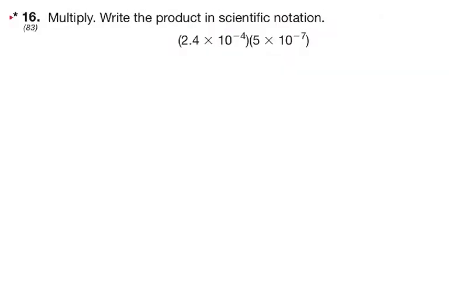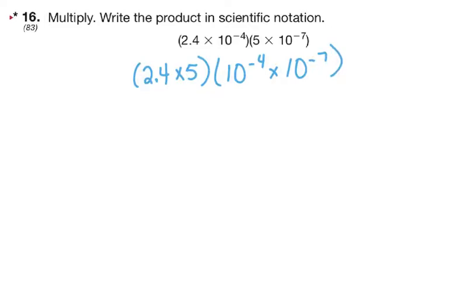All right, number 16 is your next one. It says multiply. Write the product in scientific notation. I see a lot of people turning this in and they're not showing me all their work. I should see on your paper that you did 2 4/10 times 5 in one parenthesis, and 10 to the power of -4 times 10 to the power of -7 in the other parenthesis. Then I should see on the side where you did 2 4/10 times 5.